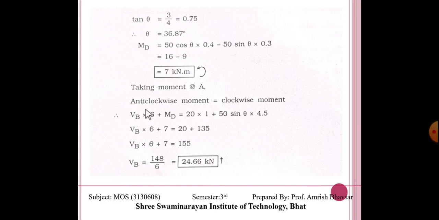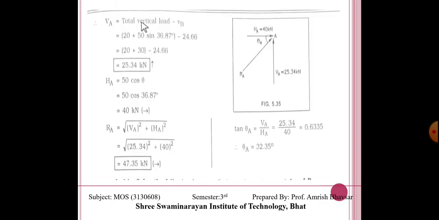Now anticlockwise moment is equal to clockwise moment, so VB into 6 plus MD is equal to 20 into 1 plus 50 sin theta into 4.5. So we will get VB is equal to 24.66. Now VA is equal to vertical load minus VB. So we will get VA. Now HA is 50 cos theta, so it is 40. So now we have VA and HA, so we have to calculate the resultant reaction for that and theta for that. Clear everybody?